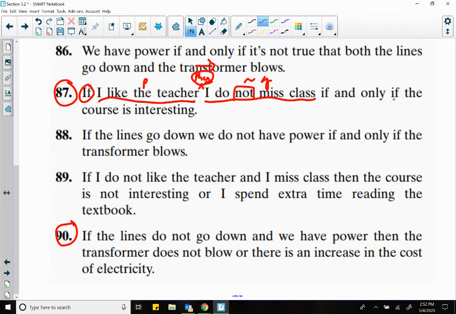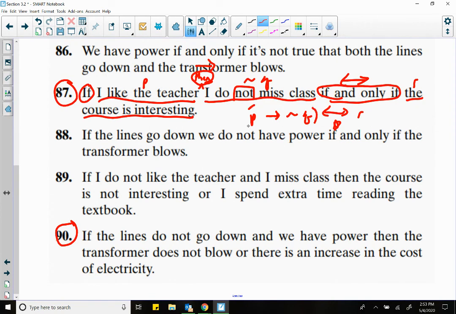Okay? If and only if, you know that that's our double arrow. And then it says, the course is interesting. That's an entirely new statement. We'll call that R. So if we wrote this out, it's P, arrow, negate, Q, double arrow, R. There were no commas. So who's the strongest in here? The biconditional, according to the dominance of connectives. Where do my parentheses go? Around the beginning. And there it is. Done. Last one.